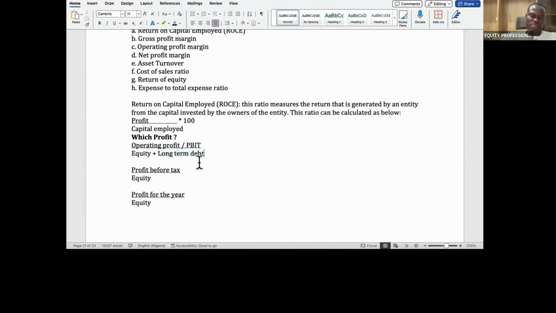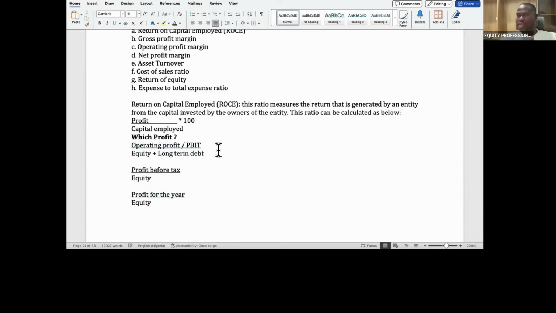However, when you're using PBT, this is a profit that belongs majorly to equity holders alone. Though you have not paid tax, the government doesn't have an interest in your company. So this profit belongs to equity holders. The same thing applies to profit for the year. It belongs only to equity holders. So usually you'll find us using either this one or this.